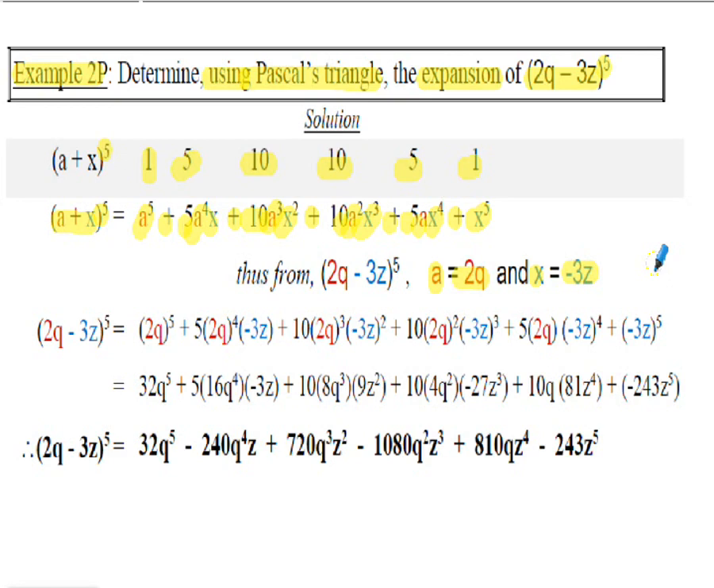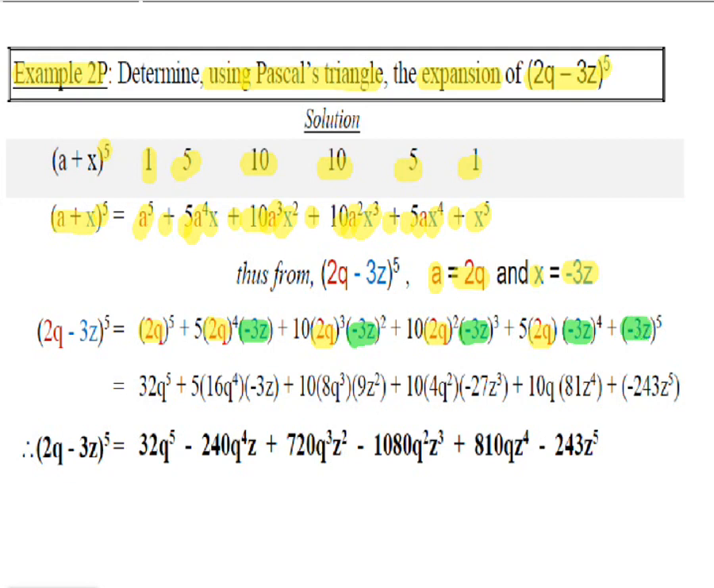So all we do now is put the value of a and x into the equation above. So instead of having a to the 5, we would have 2q to the 5. Wherever we see an a now, in that line above, we will put 2q. So that's where the 2q's go. They're replacing the a's. Wherever we have an x now in the above line, we're now going to put minus 3z. So I get a minus 3z here. This is on my 5a to the 4 times x, so that would be times minus 3z here.